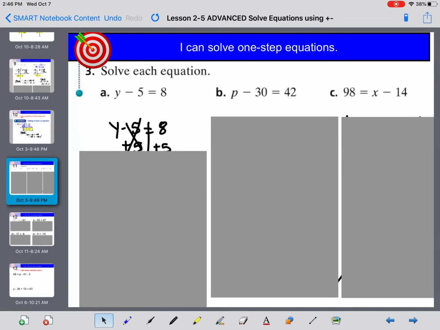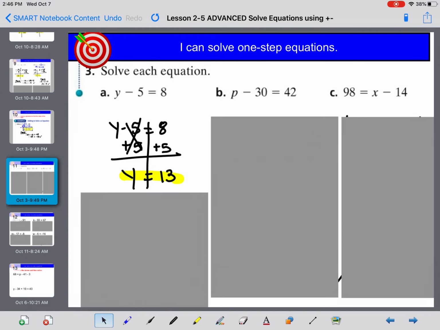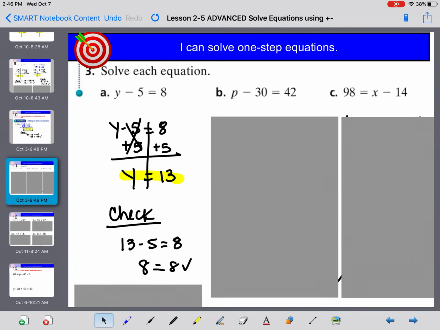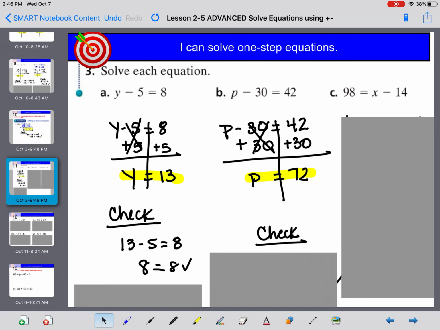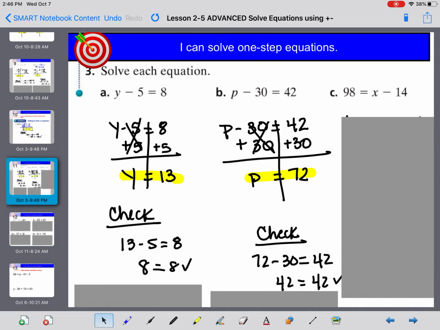Here we go. Okay, the first one, y minus 5, the inverse is adding 5 to both sides. You should have got y equals 13 and checked it. Part B, p minus 30. So I need to do the inverse of subtracting 30, which is adding 30 to both sides. And you get p equals 72. And of course, we checked our work.